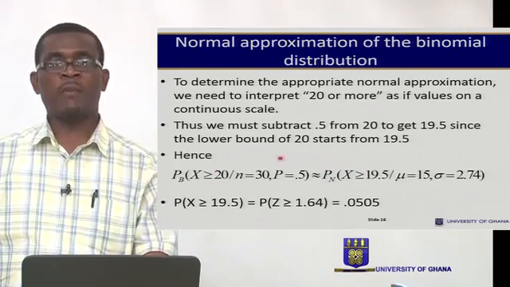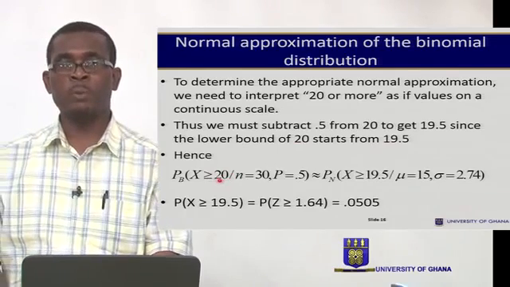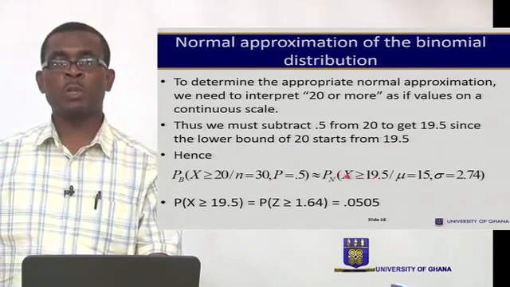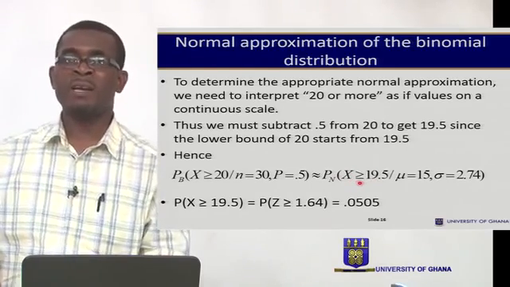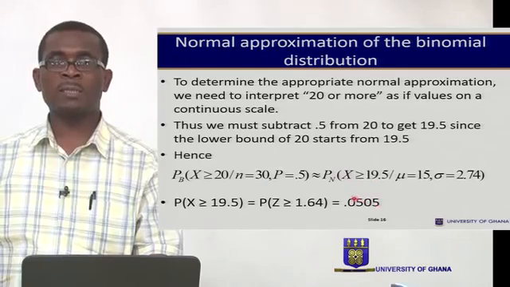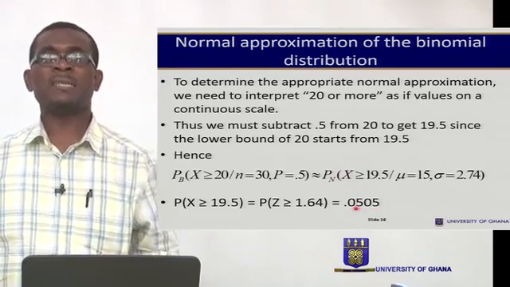You subtract 0.5 from 20, which gives you 19.5. So the probability that x is greater than or equal to 20 for the binomial must be equal to the probability of x is greater than or equal to 19.5 for the normal. And when you calculate it, you get 0.0505. It means the answers are very close.